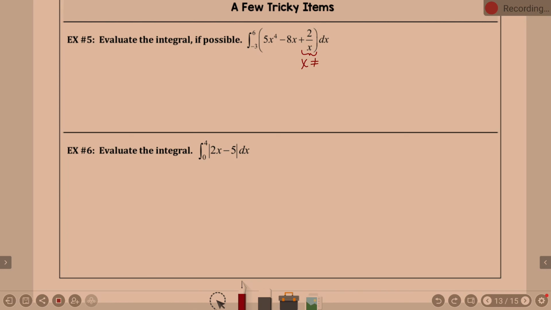X in the denominator means x cannot equal 0. So does this integral exist across that whole interval? It does most of it, but not at x equals 0, right? So this is going to fall into a situation where the graph is not continuous. So this is not defined at x equals 0. We cannot integrate here. Does that make sense?